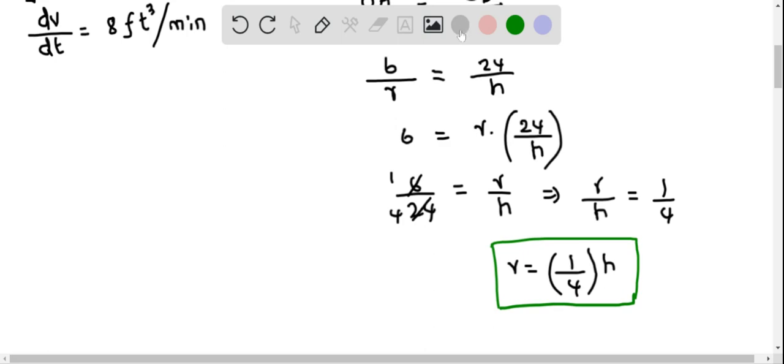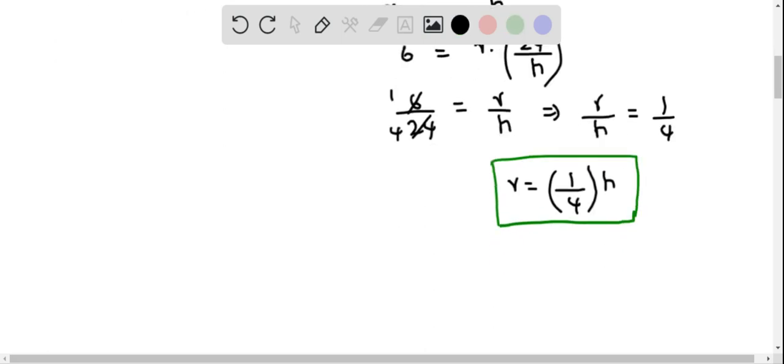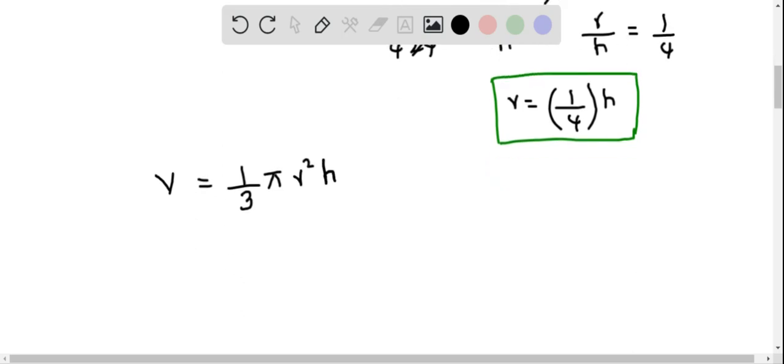Now I write the volume of the cone, which is given by the formula. The volume of the cone, let's say it is V, and this equals 1 by 3 times pi r squared h. So this is the standard formula to calculate the volume of a cone. Now since we know that r equals 1/4 h, we can replace it into this volume formula. So therefore this becomes 1/3 pi, r is 1/4 h, and this is the quantity cubed times h.